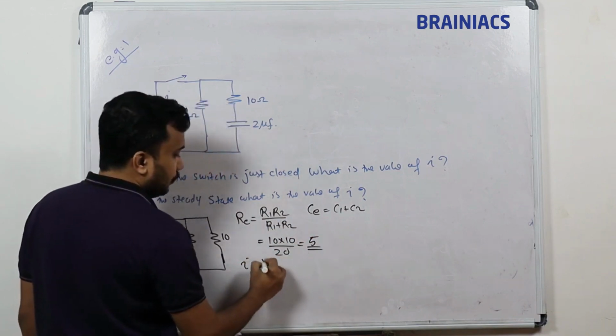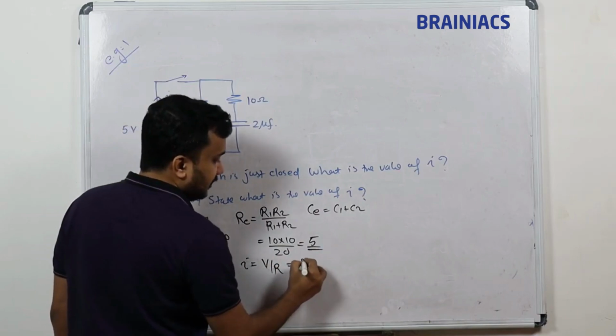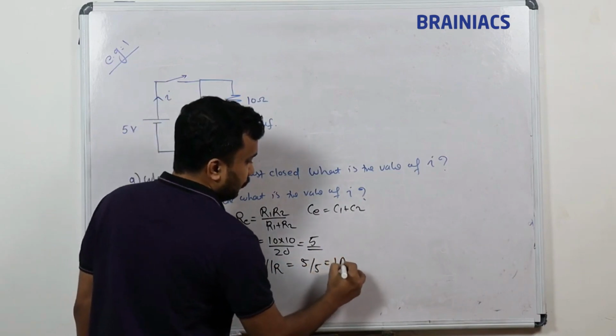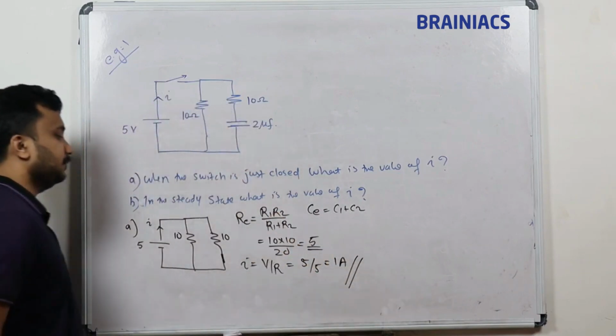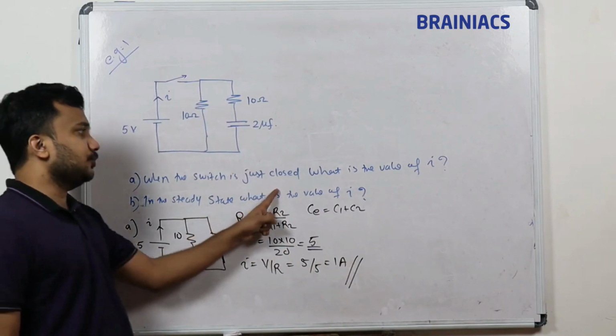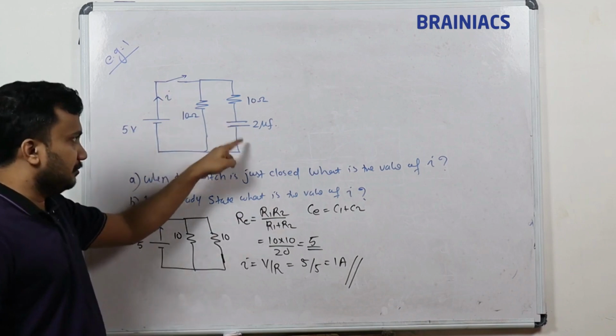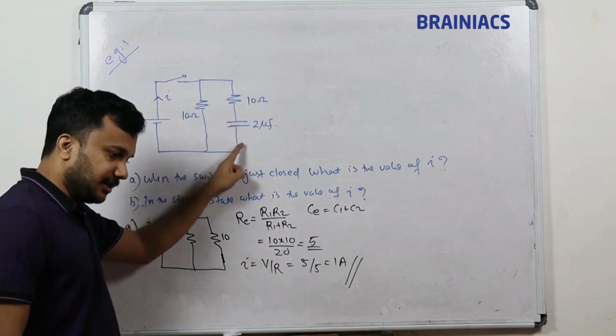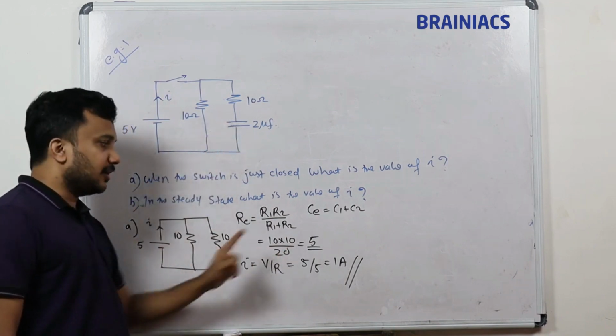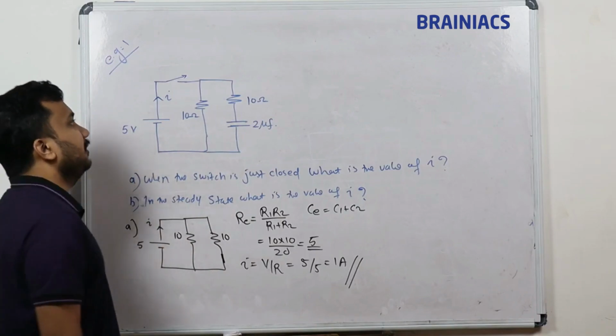So current is equal to voltage by resistance. Voltage is 5. 5 by 5, which is equal to 1 ampere. So when the switch is just closed, I close the switch, what I can say, capacitor is short circuited, so current will be equal to 1 ampere.